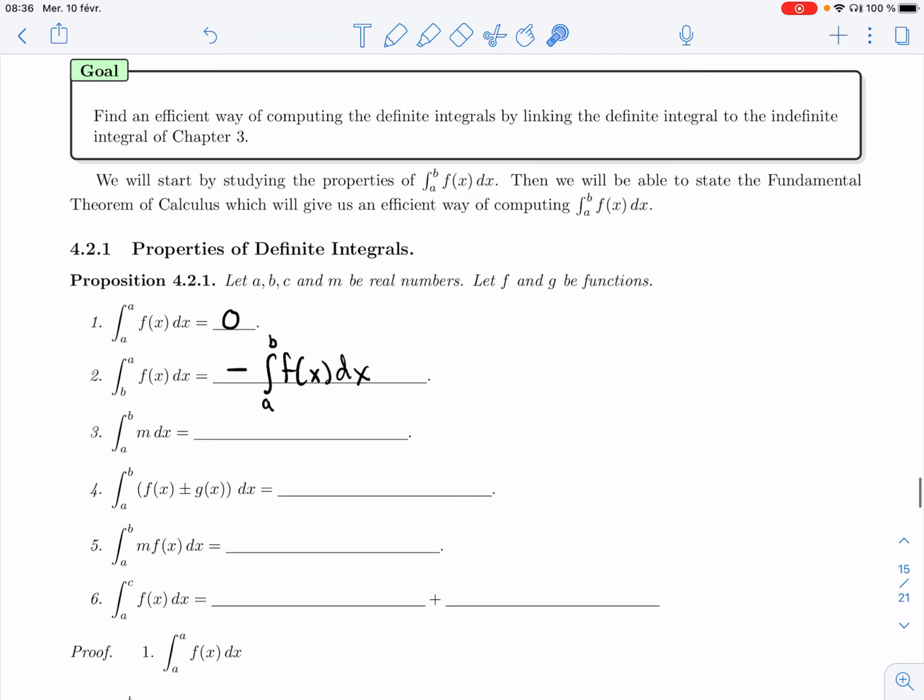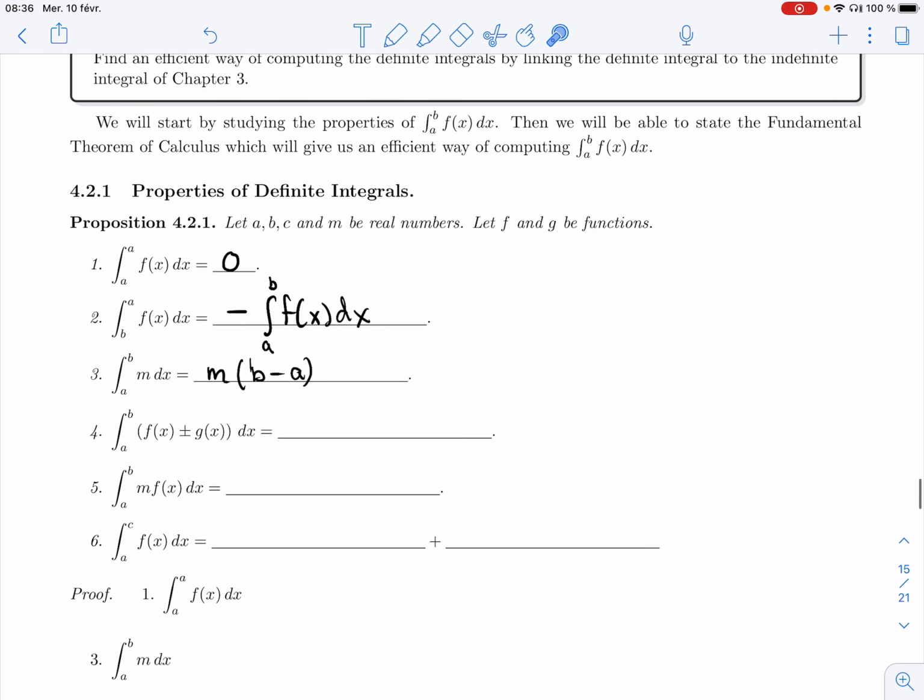If I'm integrating a constant, then I'm going to have m times b minus a. If I integrate a sum or a difference, I can split it as two integrals, and then you keep the same. If it's a sum, you keep a plus. If it's a difference, you keep a minus between them. All right, if I have a constant times a function, again, I can pull that constant out.